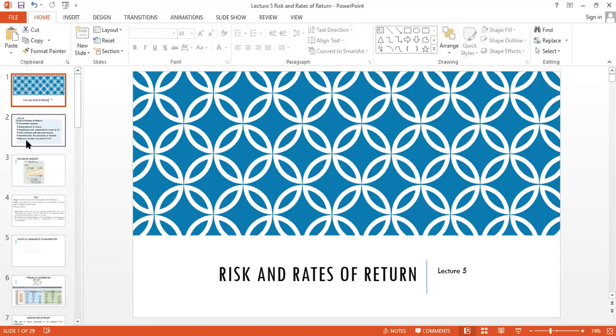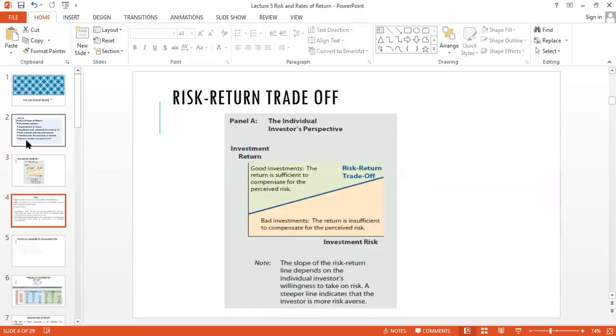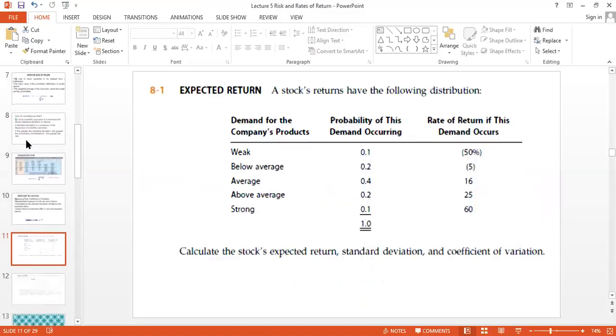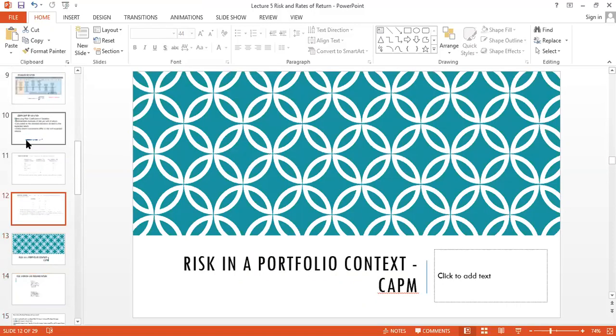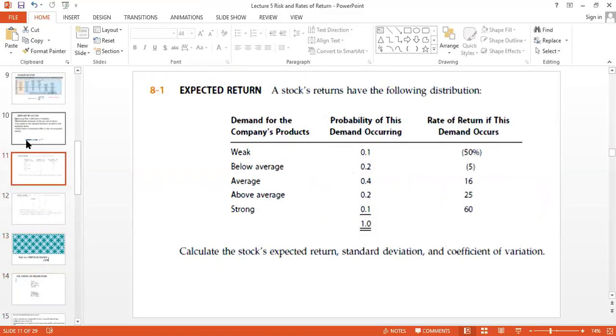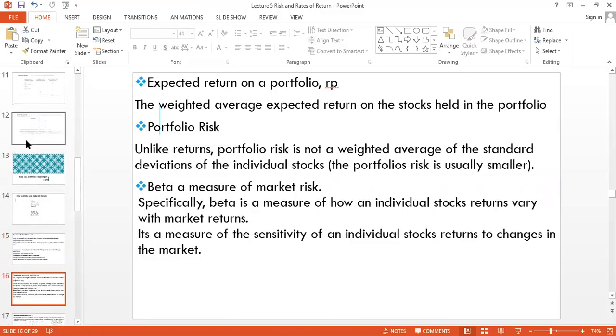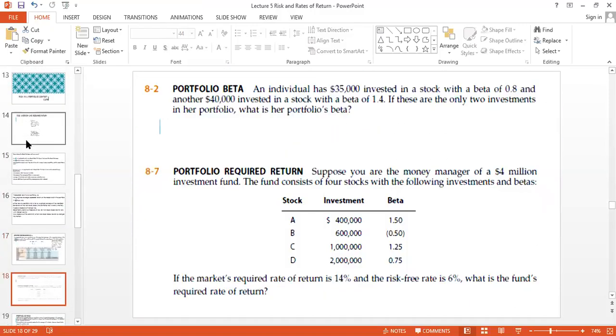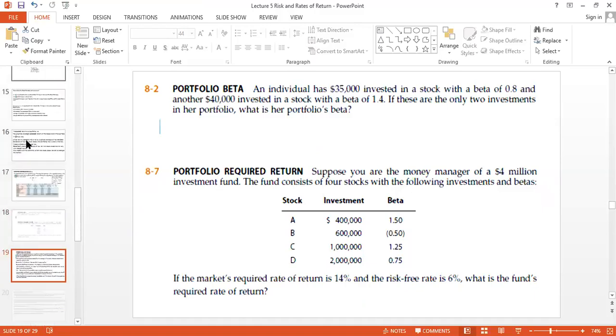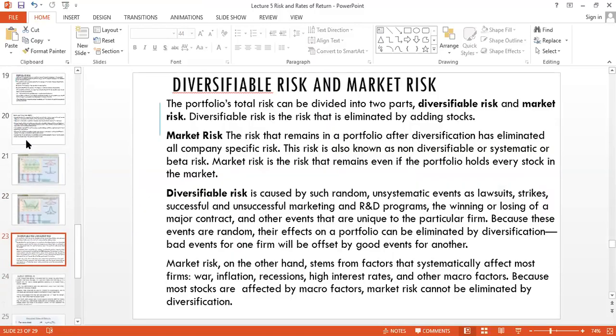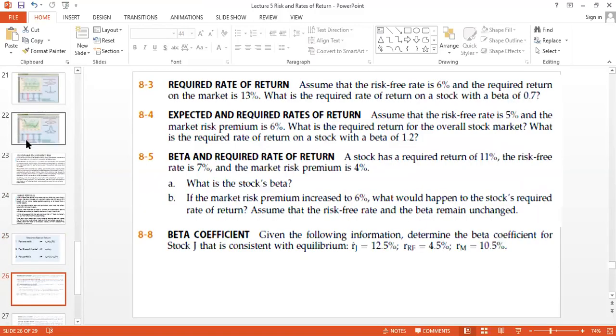So we have already covered these slides in the last class, and we did A-1, A-6, and A-2 and A-7. Today we will try to solve the rest of the problems.